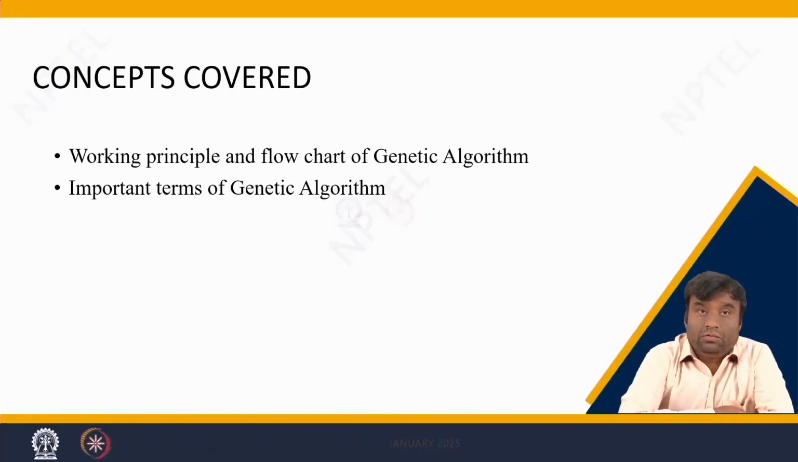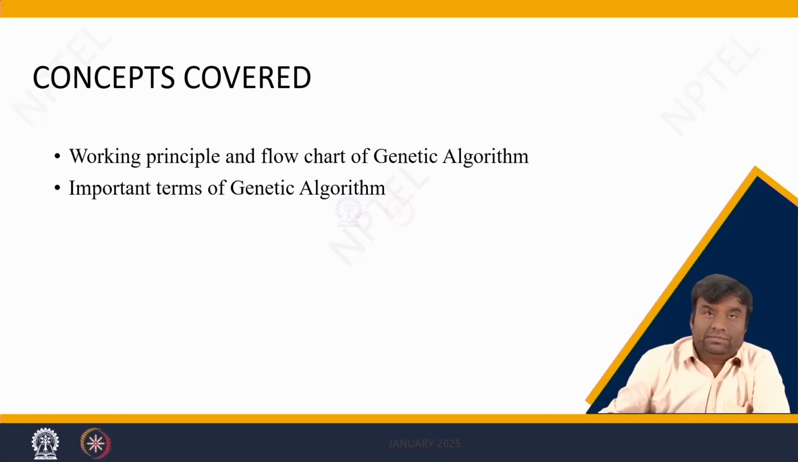So in module 4, we have covered the working principle and flow chart of genetic algorithm. We also discussed important terms of genetic algorithm like selection, crossover, mutation, fitness, etc. In this lecture, we will solve a few examples. We will see some approaches of genetic algorithm and also how to create initial populations.